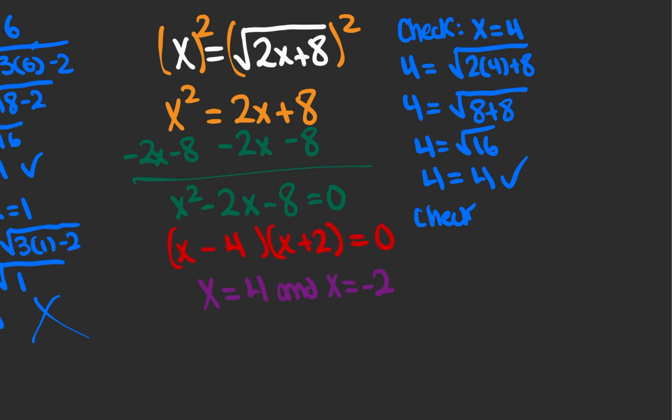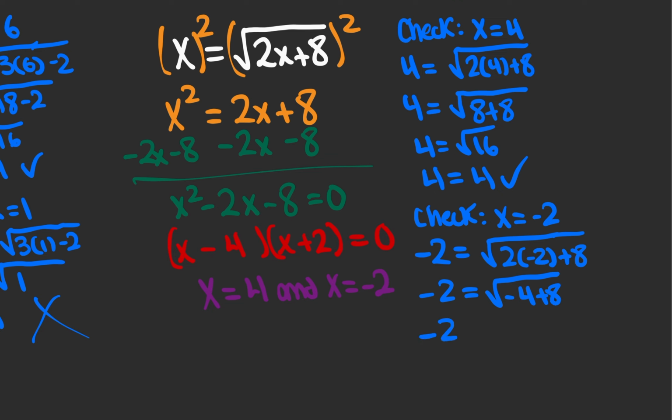Then let's do the check for x equals -2. So for this one, we have -2 is equal to the square root of 2 times -2 plus 8. This will leave us with -2 is equal to the square root of 2 times -2, which gives us -4, plus 8. So we have -2 is equal to the square root of 4. We know that the square root of 4 is 2, so we have -2 is equal to 2, but wait a second, that does not make sense. So the only solution that's true will be x equals 4.